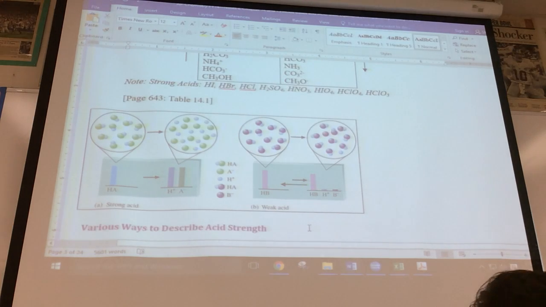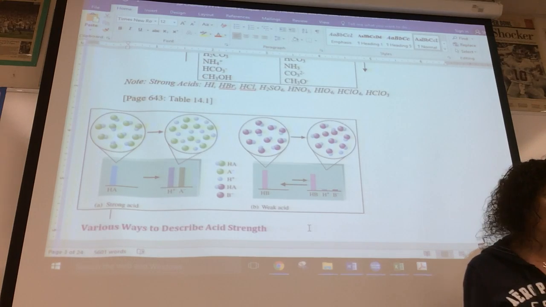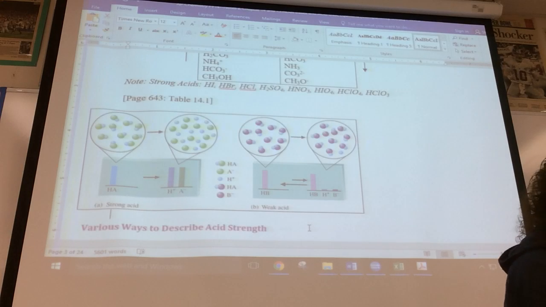I also don't like their HA, HB nomenclature, because usually weak acids are denoted HA, but this is what was in your book, so I grabbed it.